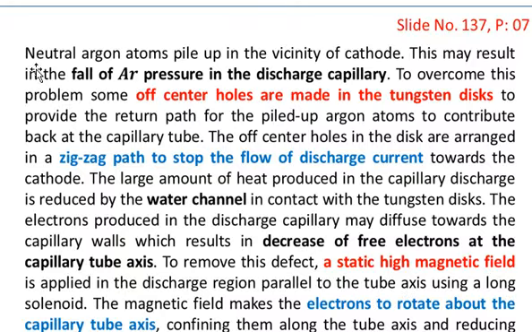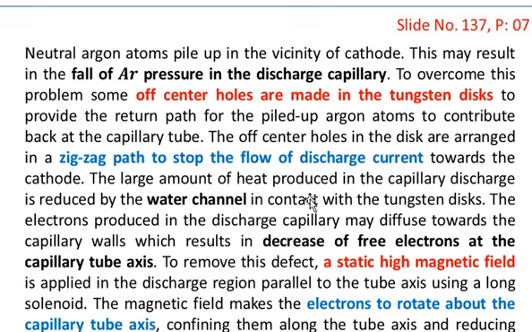Okay, let me read this again. Neutral argon atoms pile up in the vicinity of cathode. This may result in the fall of argon pressure in the discharge capillary. To overcome this problem, some off-center holes are made in the tungsten discs to provide the return path for the piled up argon atoms to contribute back at the capillary tube. The off-center holes in the disc are arranged in a zigzag path to stop the flow of discharge current towards the cathode.